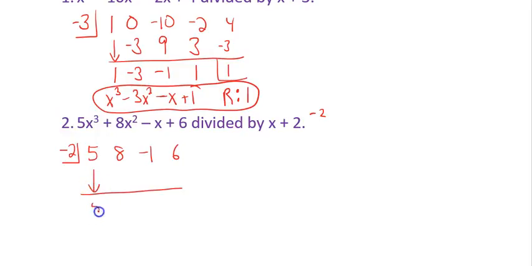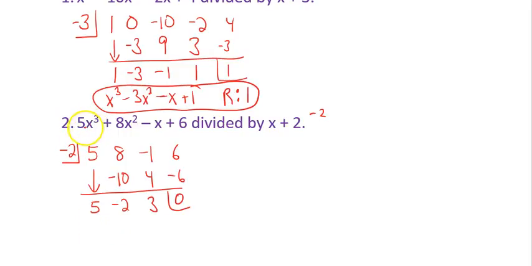Bring down the 5. 5 times negative 2 is negative 10. 8 and negative 10 is negative 2. Negative 2 times negative 2 is a positive 4. 4 and negative 1 is a positive 3. 3 and negative 2 is a negative 6. And 6 and negative 6 is 0. This time, that last number was a 0, so I don't have a remainder this time.